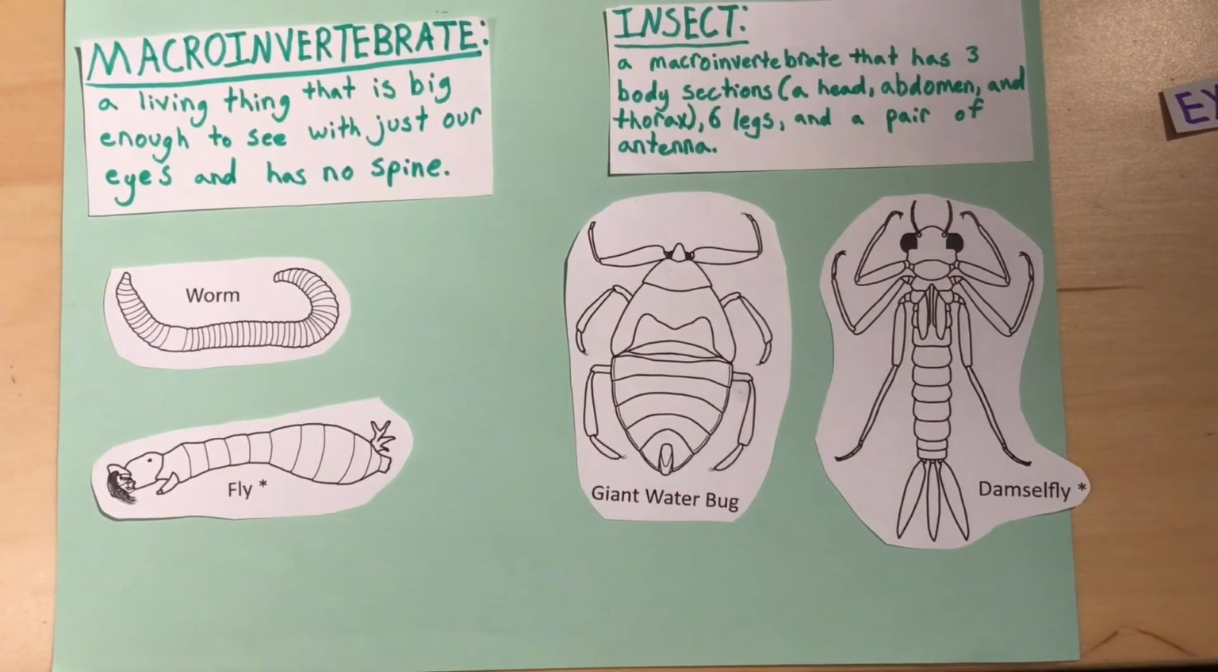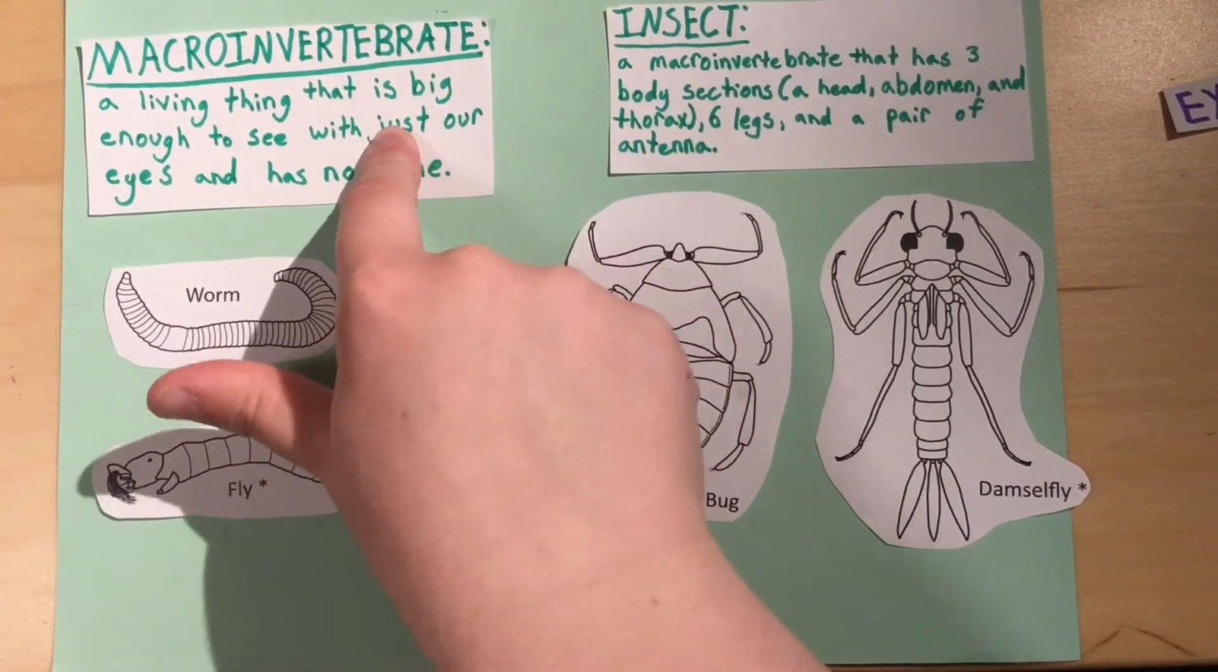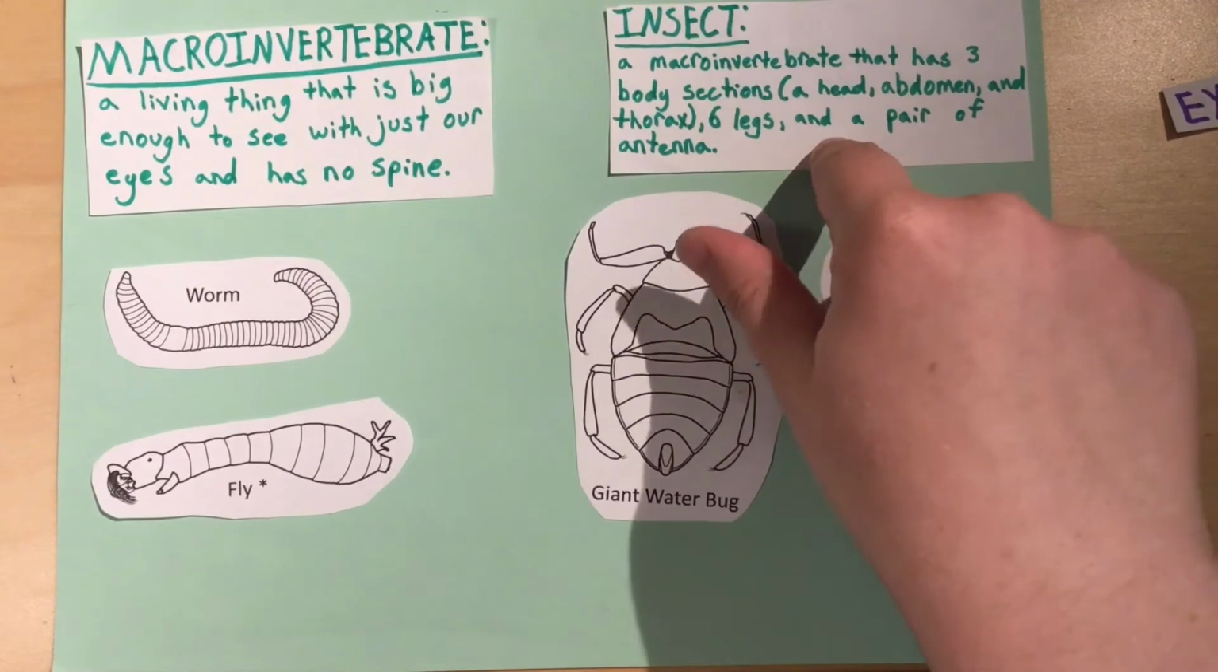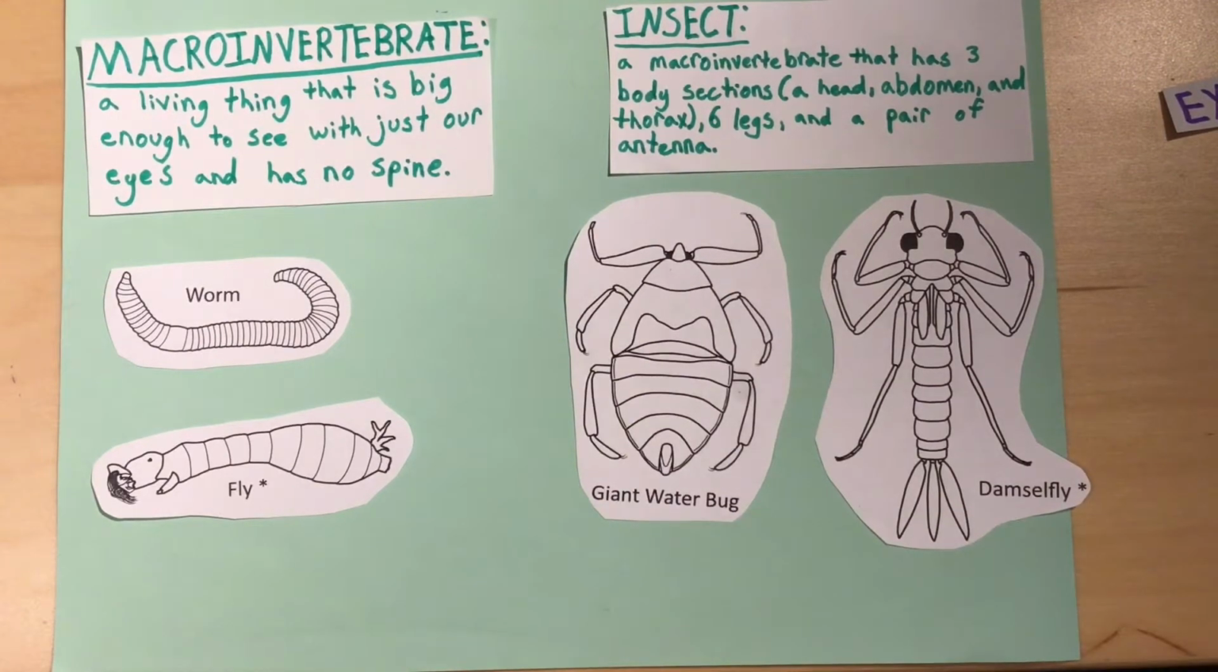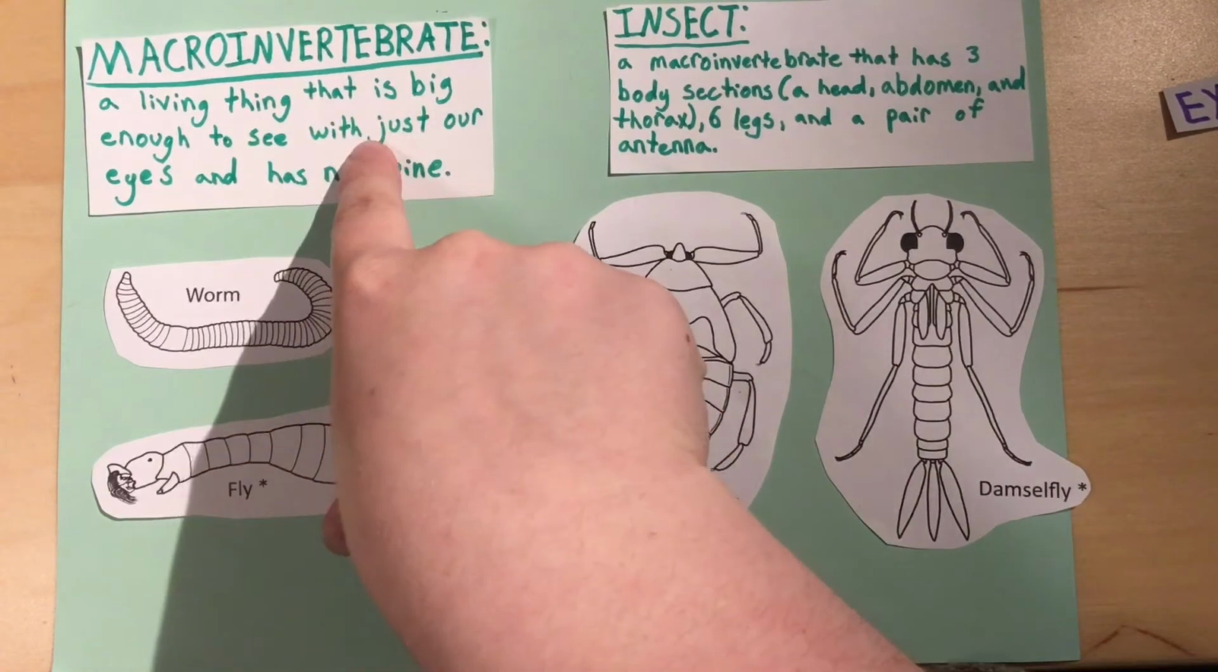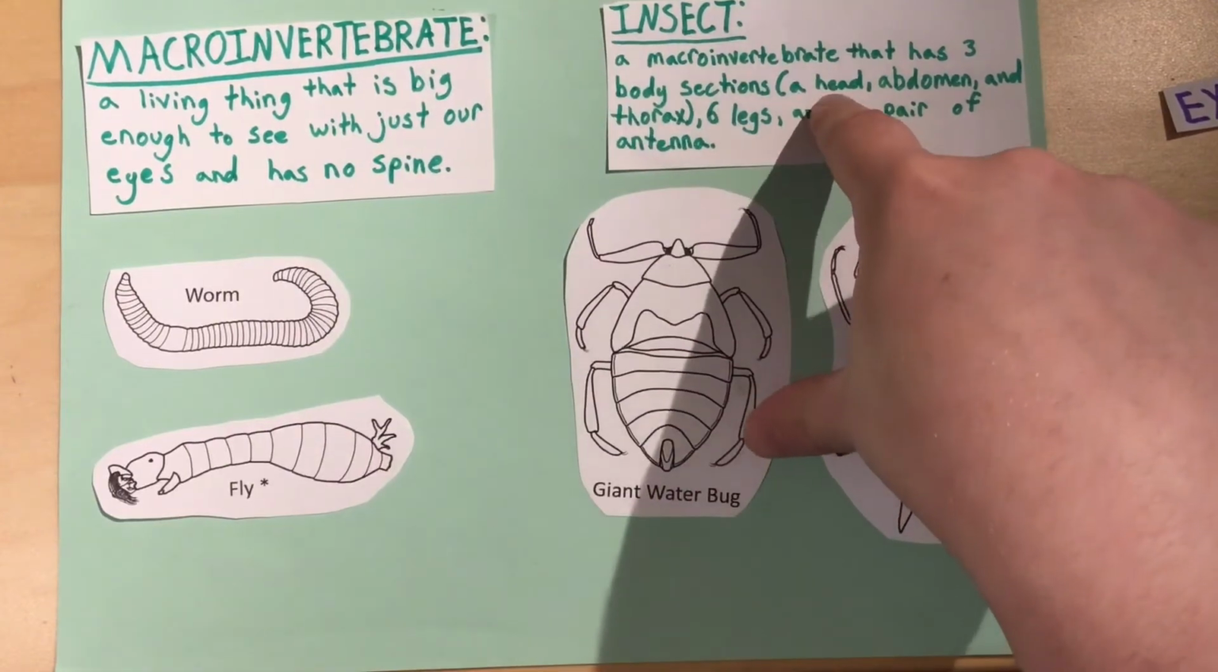If you like doing this activity, determining if things are just macroinvertebrates or also insects, we have a slideshow down in the description where you can go through a bunch of different photos of real-life macroinvertebrates and determine if they are just macroinvertebrates or if they're insects as well.